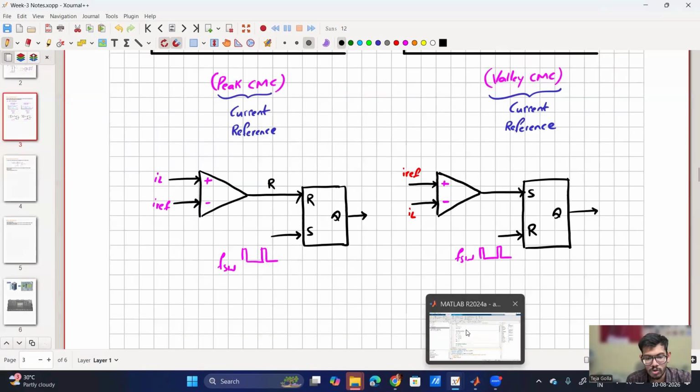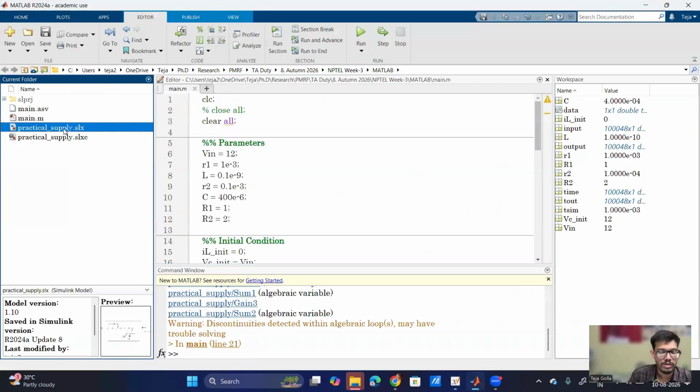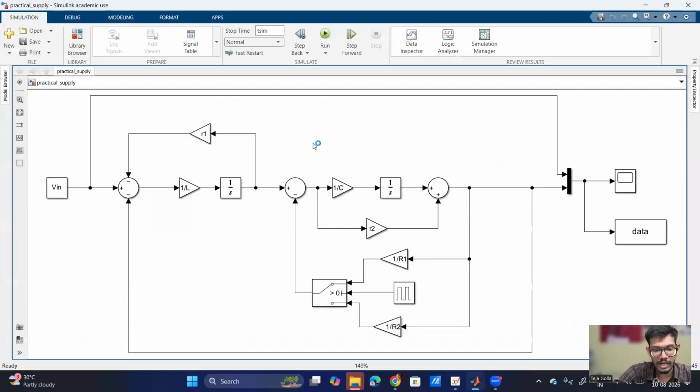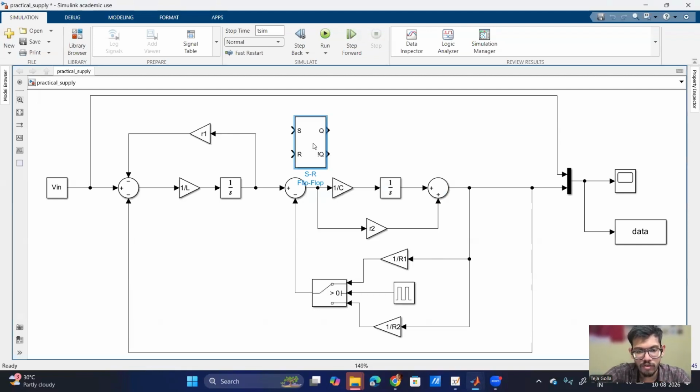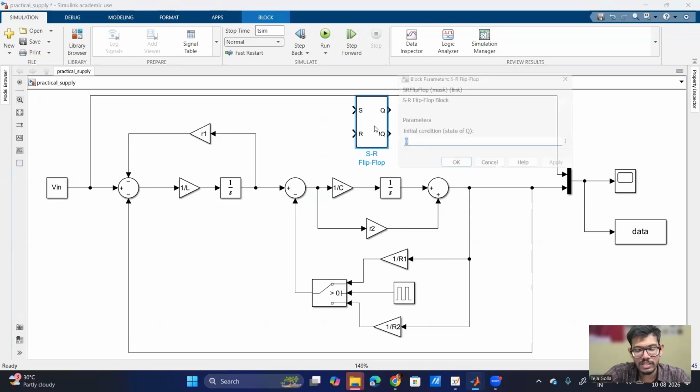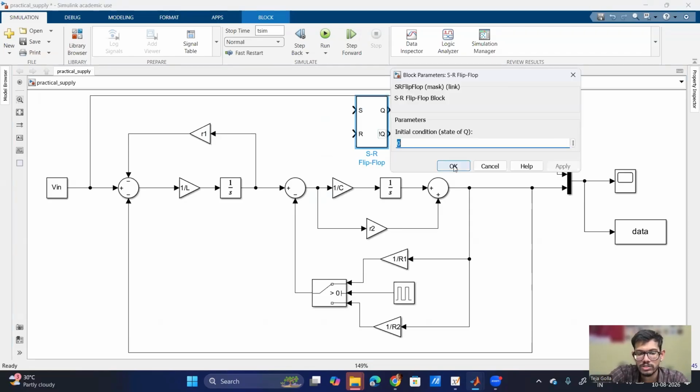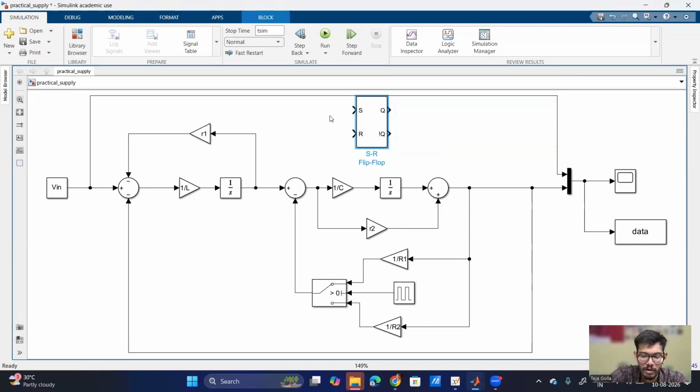Since my MATLAB is open, let me show you. There is a flip-flop. You double click anywhere and write flip-flop, D flip-flop, JK flip-flop; ours is the SR flip-flop. The set pulse is a fixed frequency, and the initial condition you can put as 0 or 1. The set pulse will be coming from the comparator in the case of valley current mode control. In the case of peak current mode control, it is opposite.